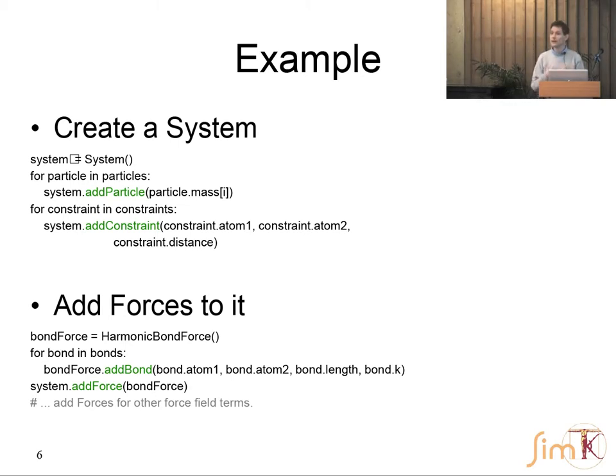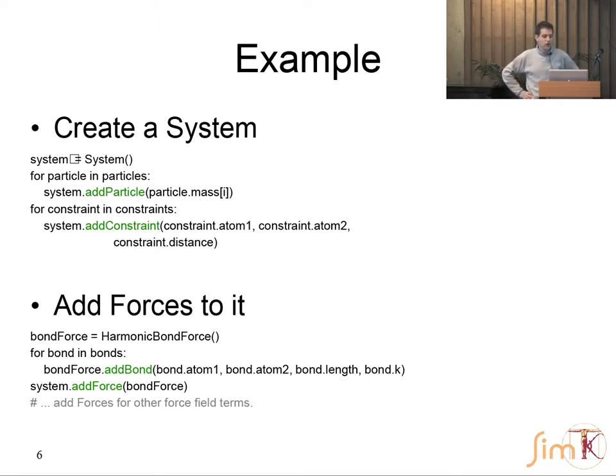Now, suppose you want to add some forces to your class. So, for example, you want harmonic bonds connecting the bonded atoms. You create a harmonic bond force object, and we'll assign it to a variable called bond force. For every bond in your system, you call add bond on your bond force object, and you pass to it the indices of the two bonded atoms, the equilibrium length of the bond, and the force constant.